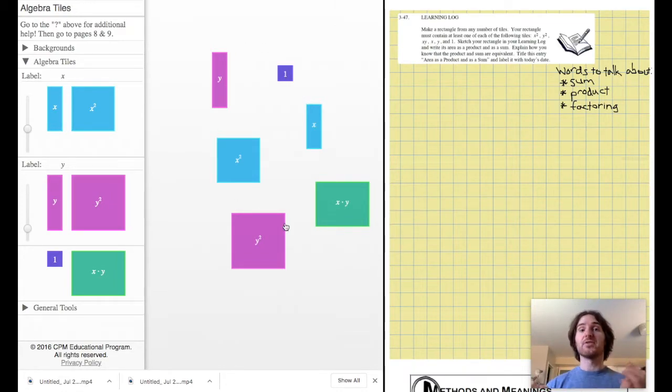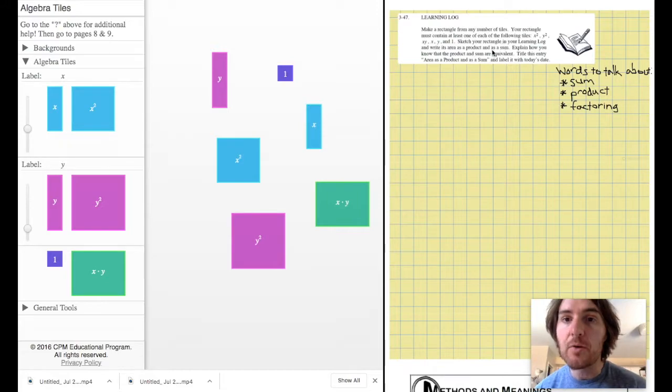We have 6 different types of terms. None of these terms can be combined with one another because they're different types of terms. We've got our 1 piece, and y's, for instance, can't be combined. This will be the sum y plus 1, for instance. Okay, so now I have these tiles, and it says that I need to make a rectangle.